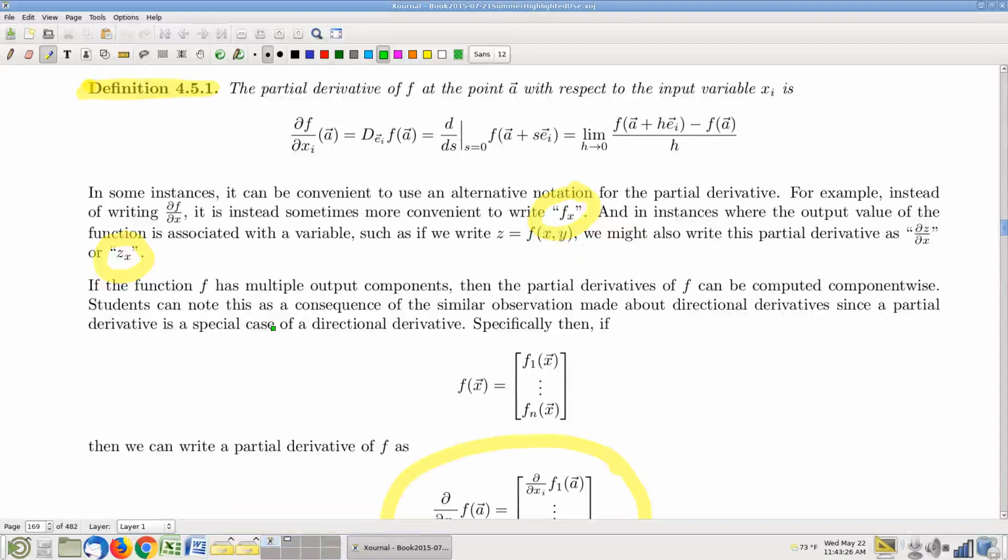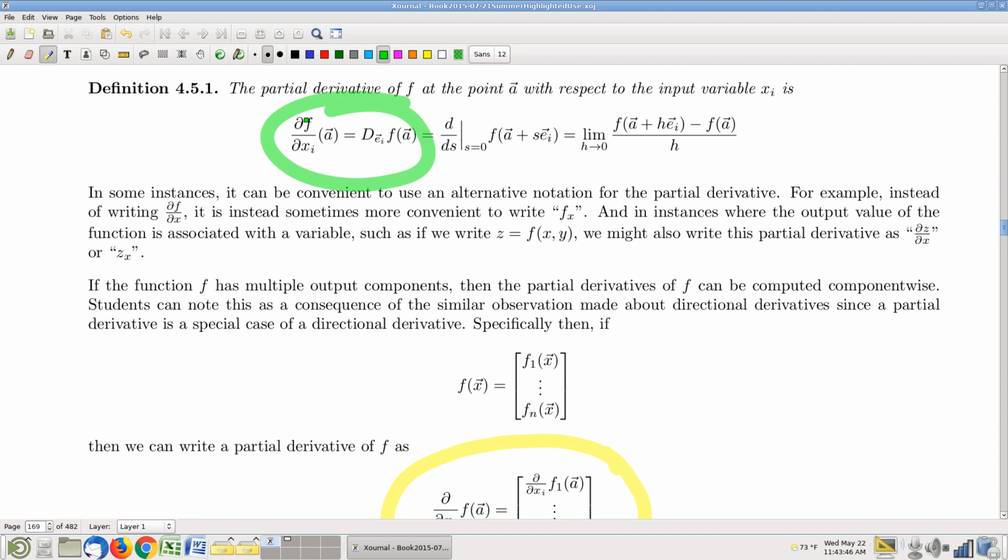Okay, so here's where we were last time. We were talking about partial derivatives, and we mentioned the notation. So here's the notation representing partial derivatives. One of the more important things to remember about partial derivatives is they are unit directional derivatives. They are unit directional derivatives, right?